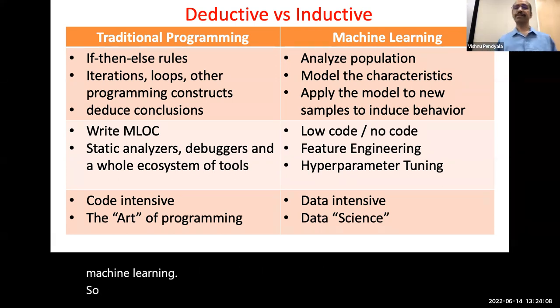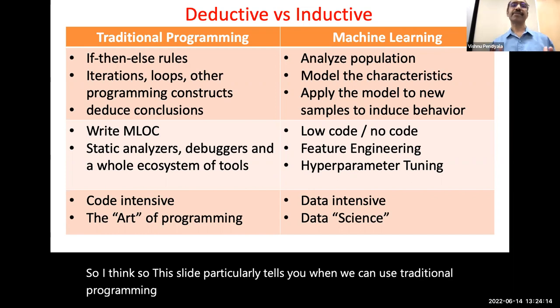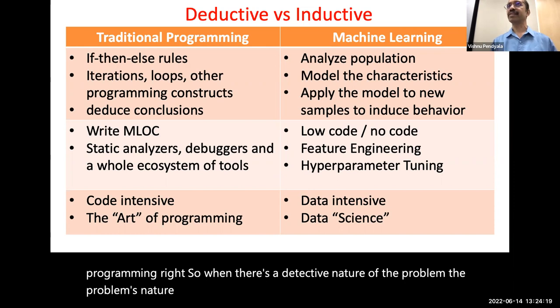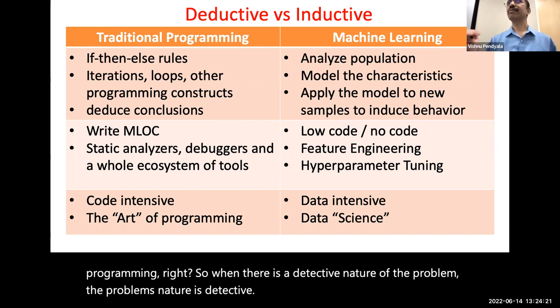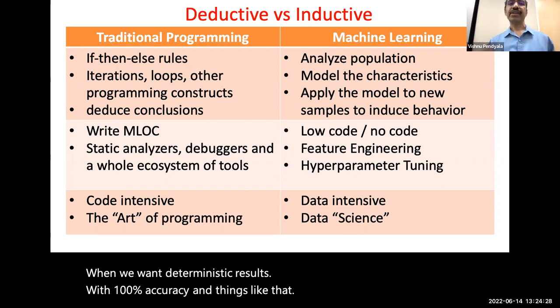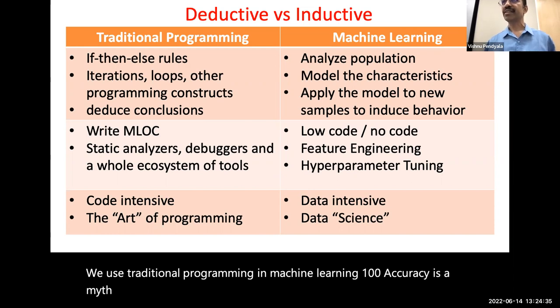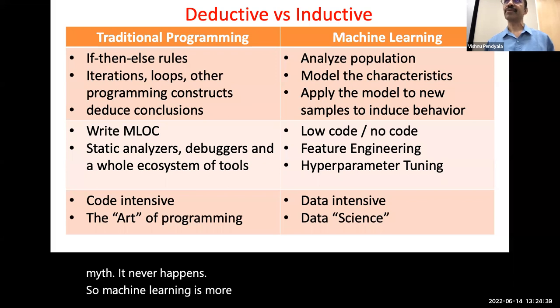I think so. This slide particularly tells you when we can use traditional programming, right? When the nature of the problem is deductive, when we want deterministic results with 100% accuracy and things like that, we use traditional programming. In machine learning, 100% accuracy is a myth. It never happens. So machine learning is more approximate reasoning.